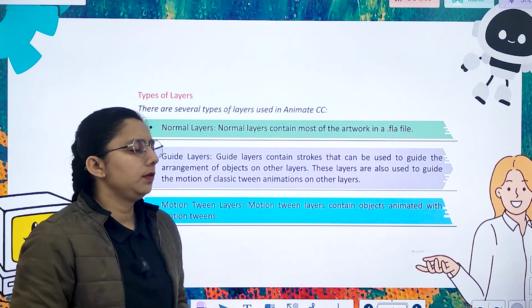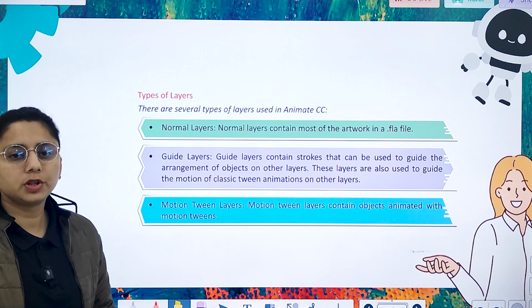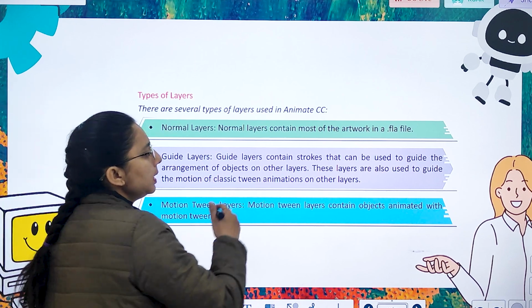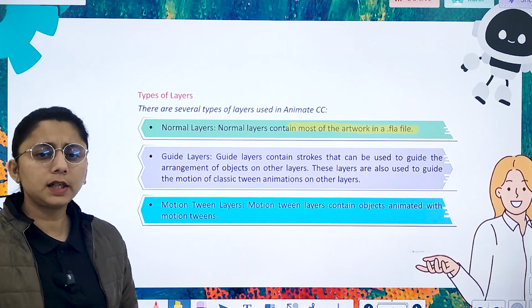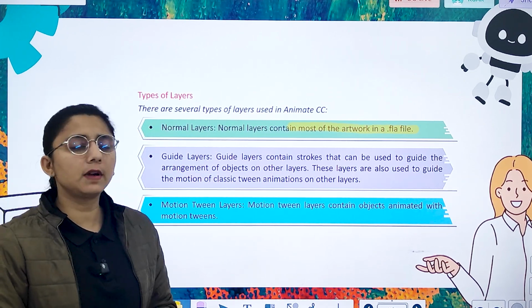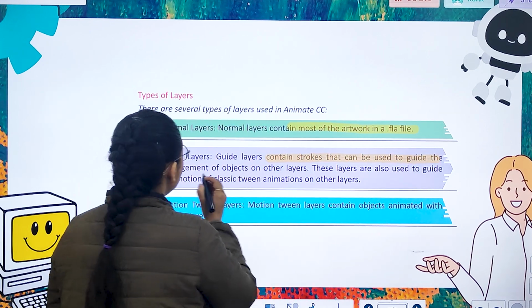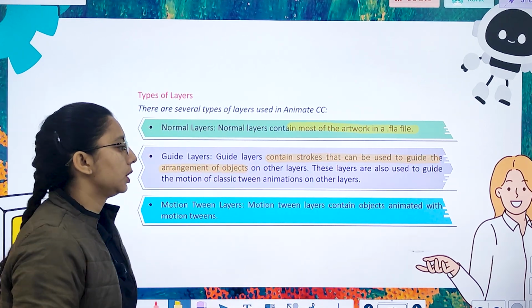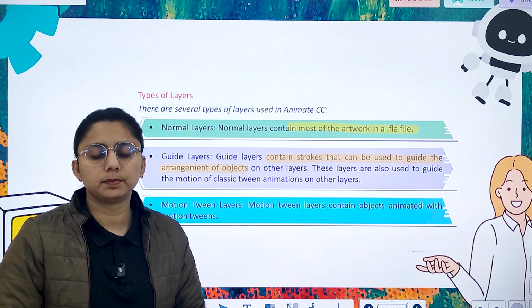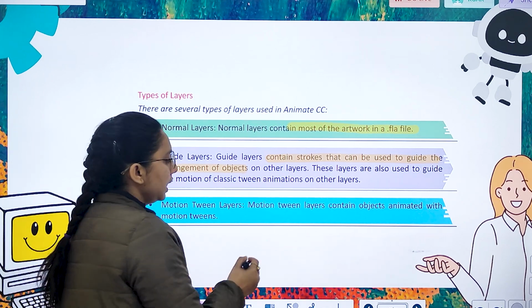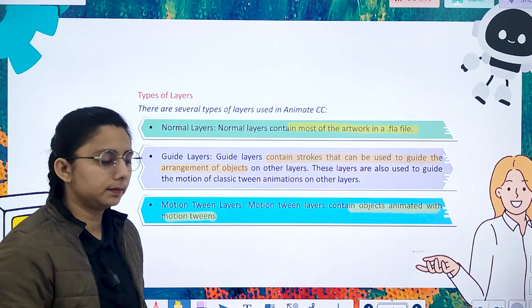Now, types of layers. We have different types of layers, like normal layer, guide layer, and motion tween layer. First is the normal layer. It contains most of the artwork in a file. Then we have the guide layer. It contains strokes that can be used to guide the arrangement of objects, so you can arrange the motion of the animation also. Next is the motion tween layer. It contains objects animated with motion tween.